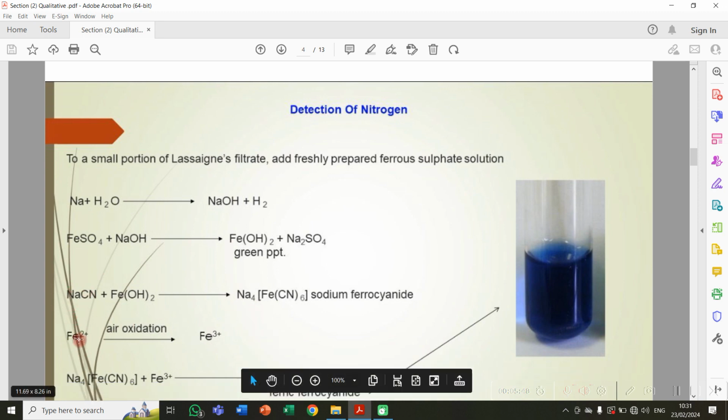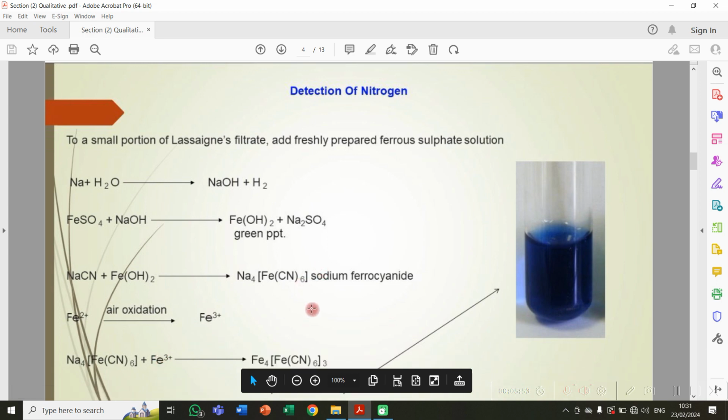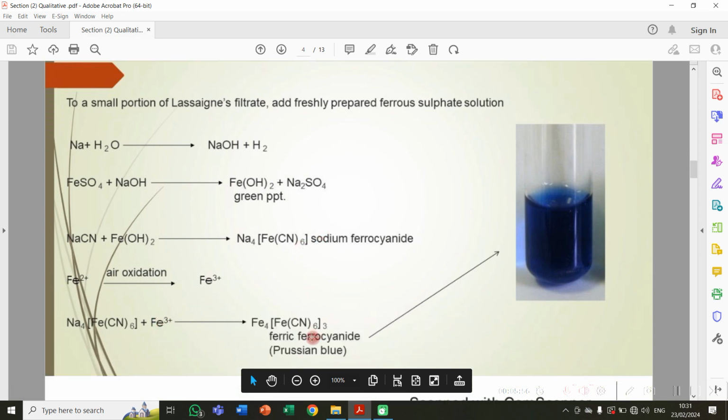After this, the ferrous will be oxidized by air to give ferric, and ferric will react with this sodium ferrocyanide to give us ferric ferrocyanide, and this compound has a very characteristic color. It's the Prussian blue color. Prussian blue means the color of ink. So this is my main reaction. In this reaction, cyanide, sodium cyanide, is an essential part of the reaction, and the reaction produces an observable result. It's the Prussian blue color.